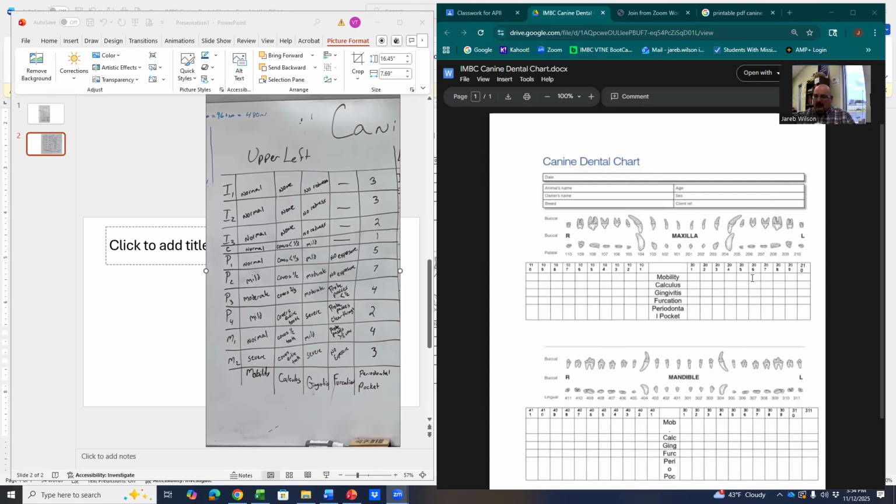Basically, just go through this. You have your calculus index, straightforward. If there's none, it's a 0. If there's calculus that covers less than a third of the tooth, it's a 1. Between a third and 2/3, it's a 2. And more than 2/3, it is a 3. If it covers the entire tooth, it is a 3. If it covers half the tooth, half is more than a third, but less than 2/3, so that will be a 2.